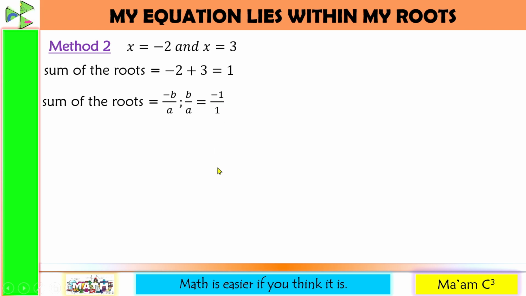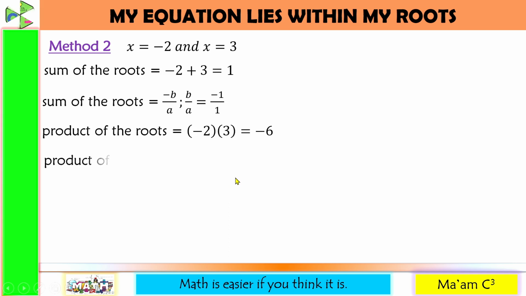Now for the product of the roots, let me multiply negative 2 and 3, and that is equal to negative 6. The product of the roots is equal to c over a. And negative 6 can also be expressed as negative 6 over 1. So negative 6 is my c, and 1 again is my a. So I have now the values of a, b, and c. A is equal to 1, b is negative 1, and c is negative 6.